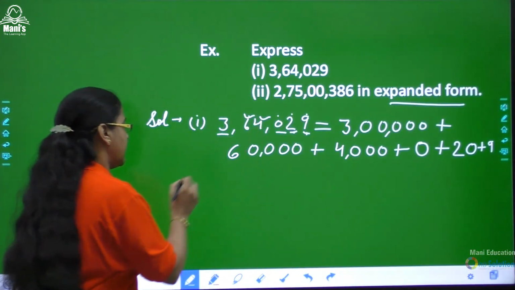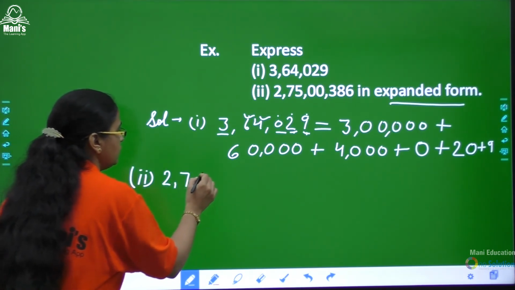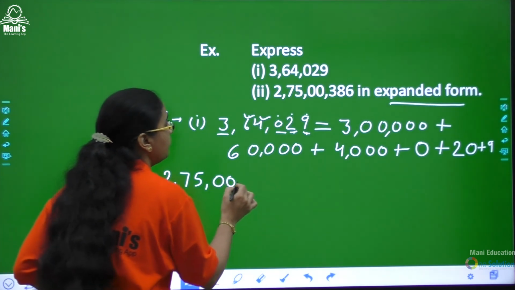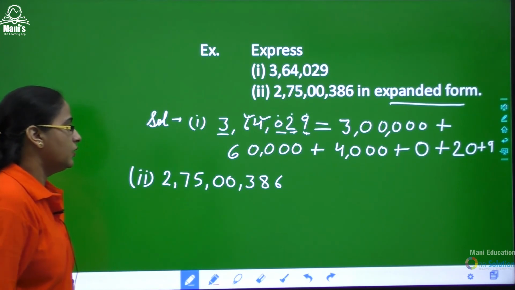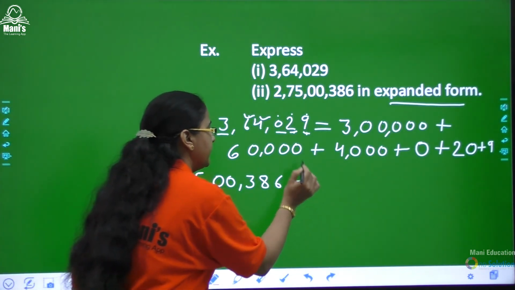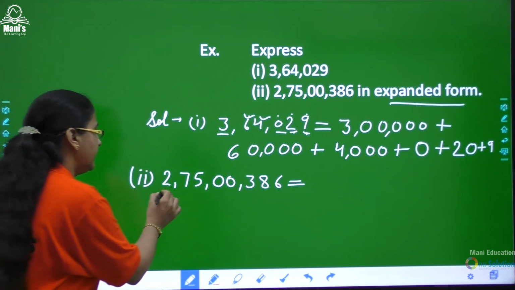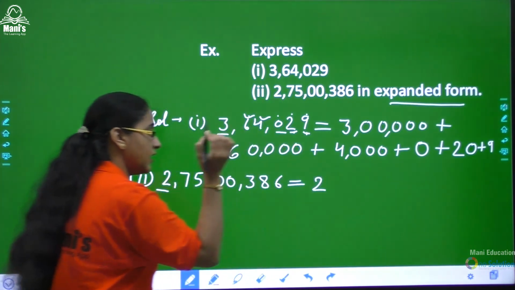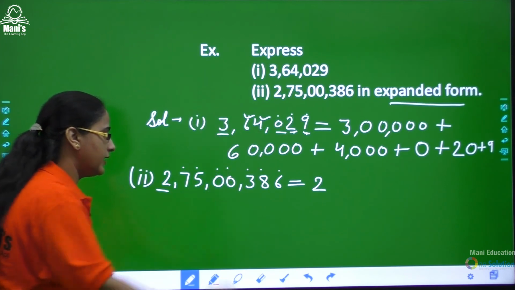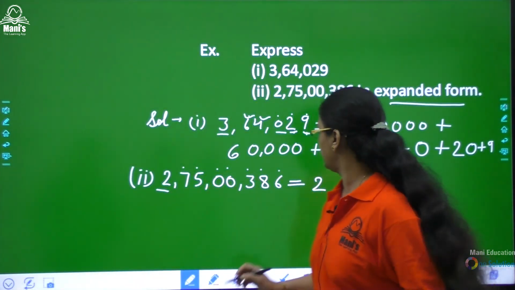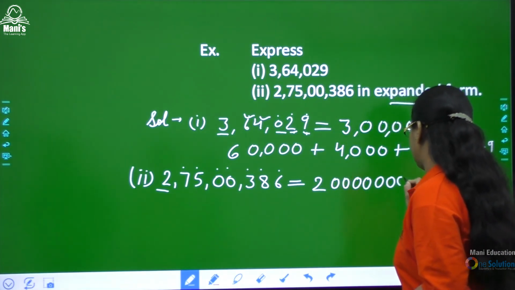Similarly, we can do the second part also. In the second part, the question is 275,00386. In this, we have to write the expanded form. First of all, we write the leftmost digit, that is 2. After that, count the number of digits: 1, 2, 3, 4, 5, 6, 7. There are 7 digits, so I have to write 7 zeros.